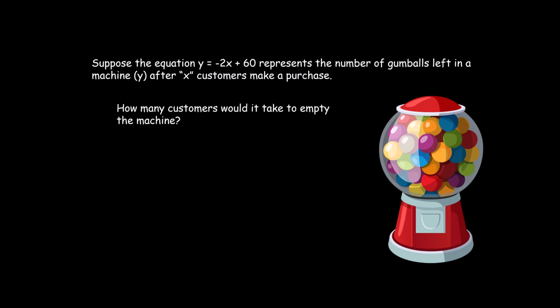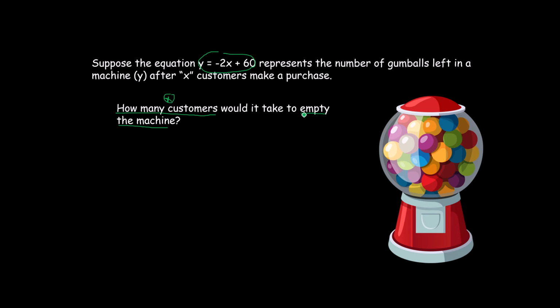One last problem I want to give you. Suppose the equation y equals negative 2x plus 60 represents the number of gumballs left in the machine after x customers. It's the exact same relationship. But notice how I'm changing the question this time. How many customers would it take to empty the machine? I just misspoke. I'm sorry. Customers is x. They're asking us to find the domain this time if they give us the range.